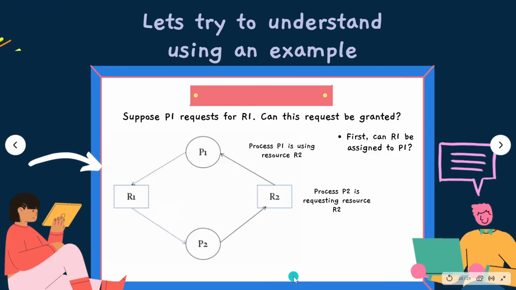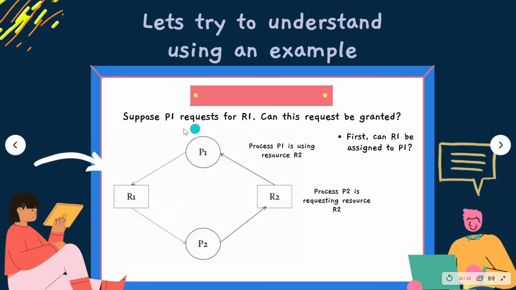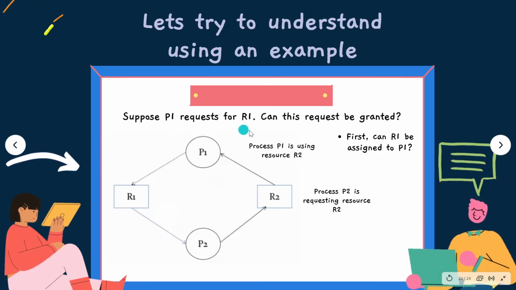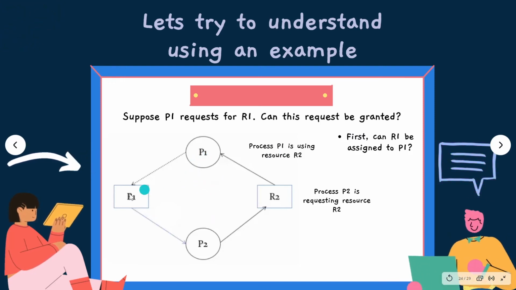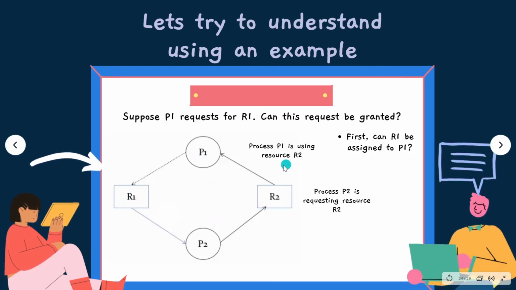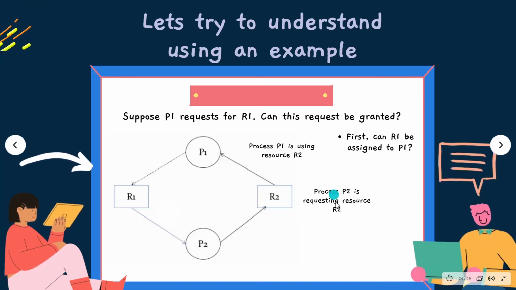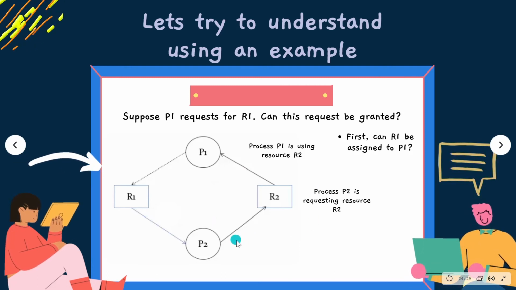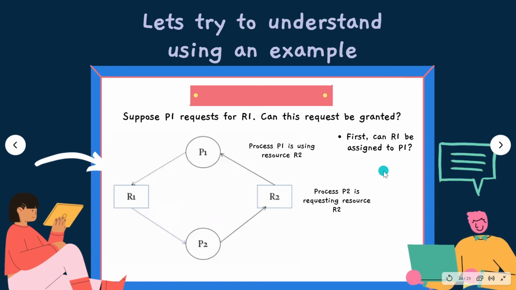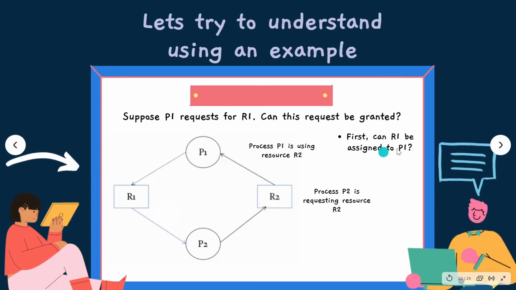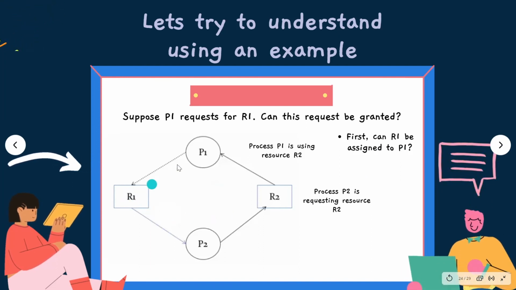Okay, let's look at another example. Suppose P1 requests for R1, that is process 1 requests for resource 1. Can this request be granted? So process 1 will be requesting for R1. So let's see this. Process P1 is again using resource R2, as we can see, and process P2 is requesting resource R2. So P2 is asking for resource R2. And so the first question we have to ask is, can R1 be assigned to P1? That is R1, can it be assigned to P1?